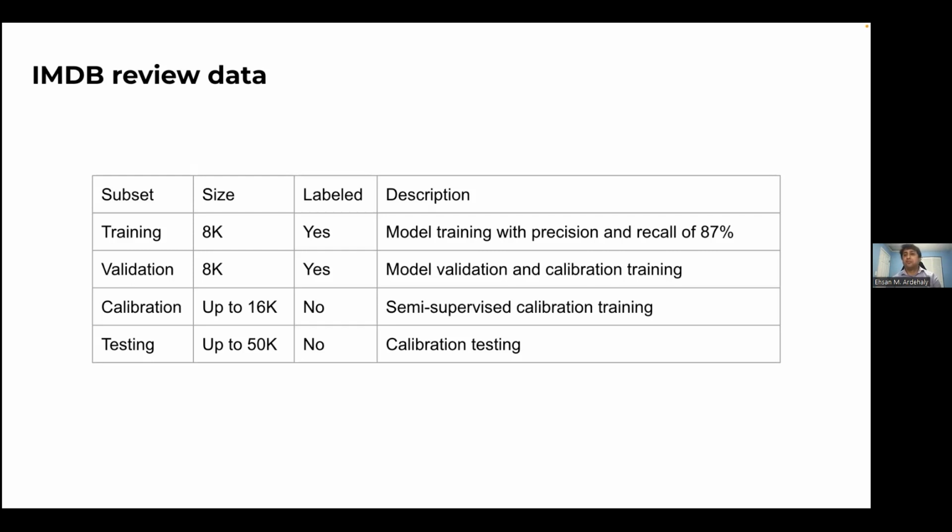We use the same approach as before. We split data into 4 sets. We reserved 8,000 for training, and we trained a simple logistic regression model here with precision recall of 87%. And we have a validation set of 8,000 samples. For calibration and testing, we use up to 15,000, depending on the simulation.